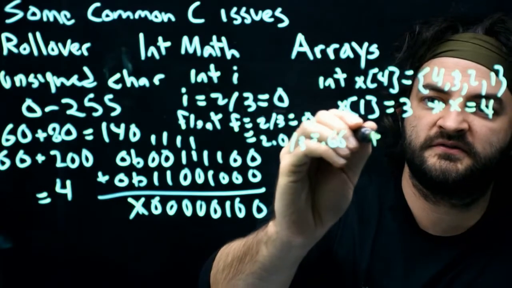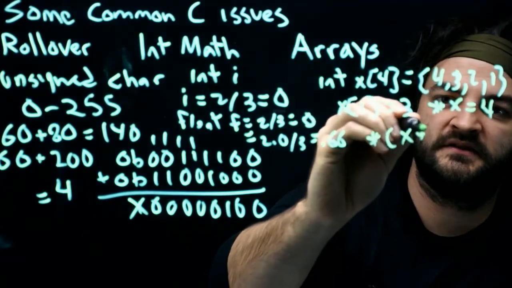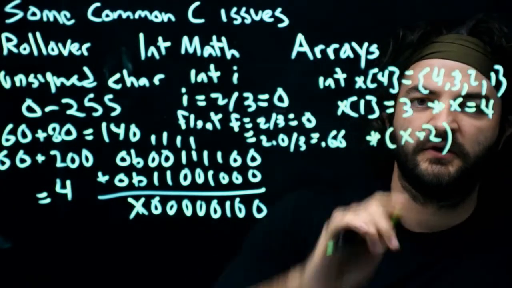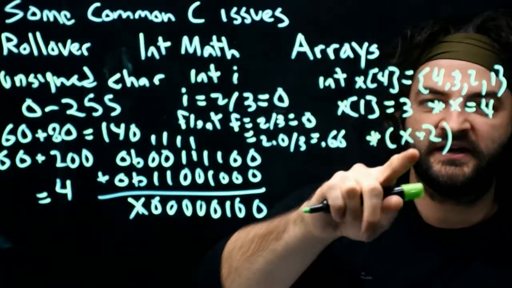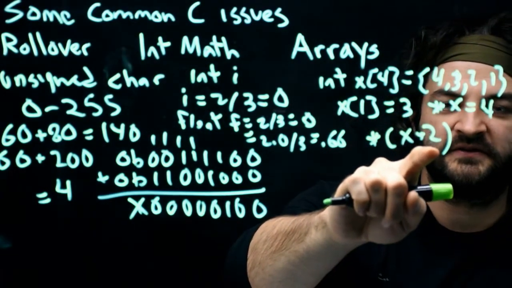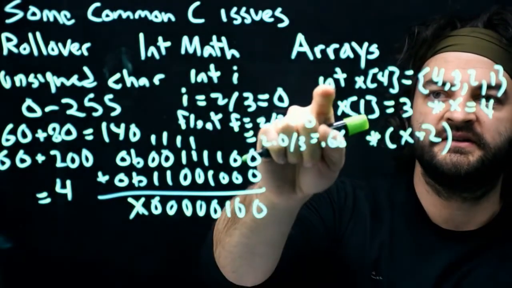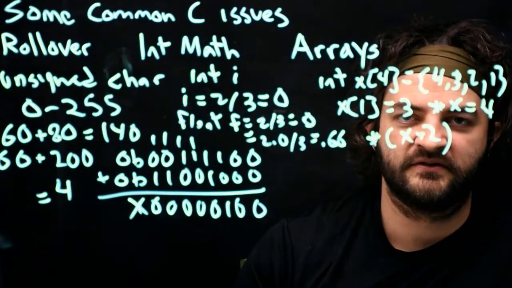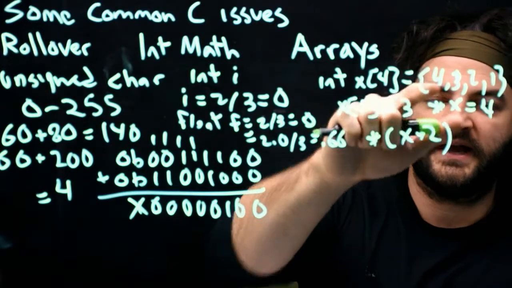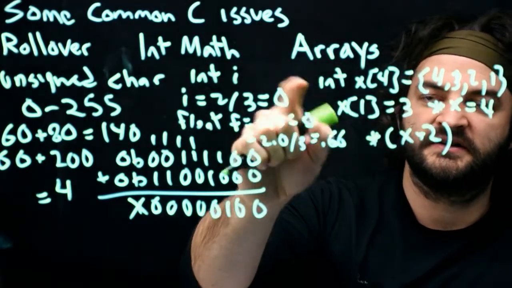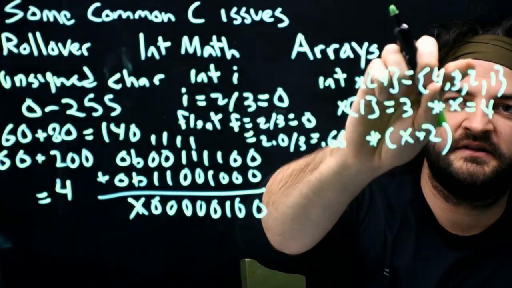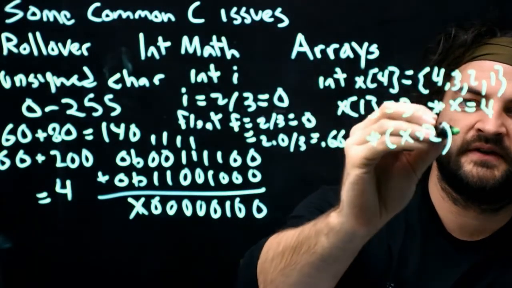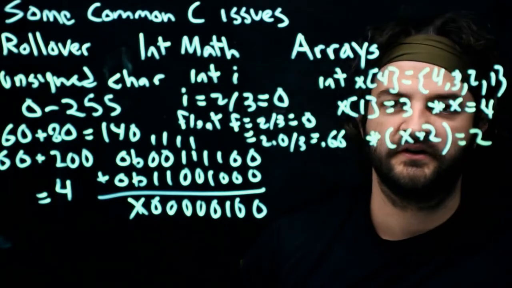Let's say I asked for *(x + 2). Well, x points to 4. And the compiler is smart enough to say, let's not advance the address by 2 physical addresses. Let's go forward by 2 ints, because pointers store both the value of the address and it remembers how much the incremental amount would be. So x plus 2 is 2, so star of that value gets us the value there.